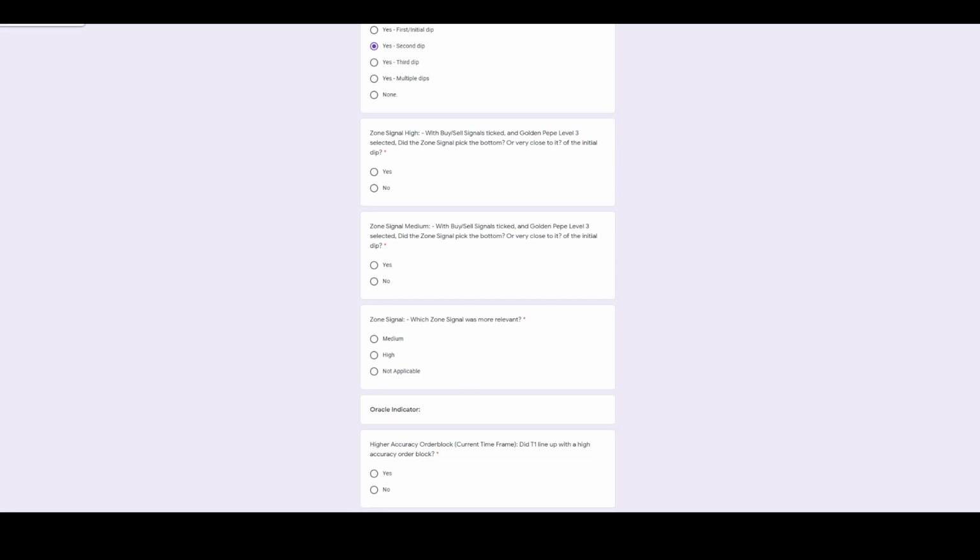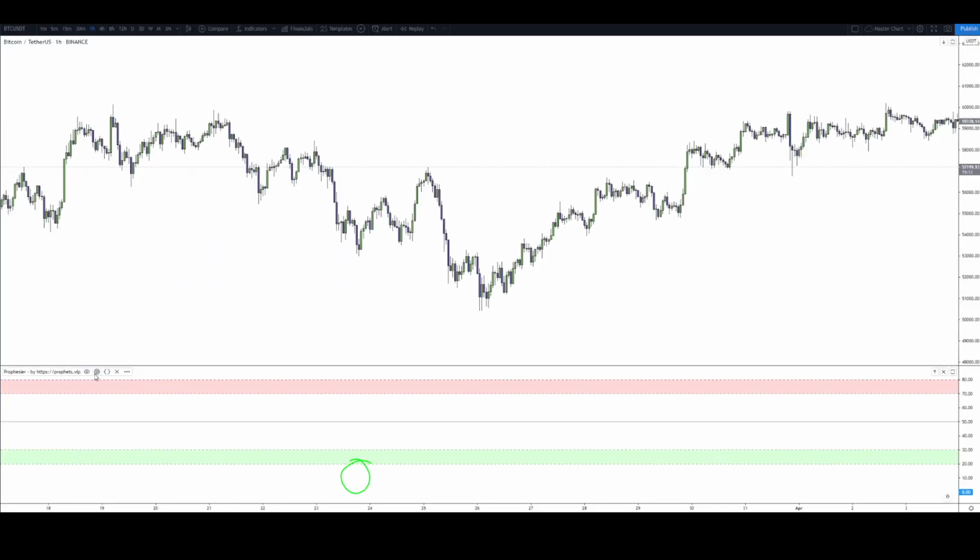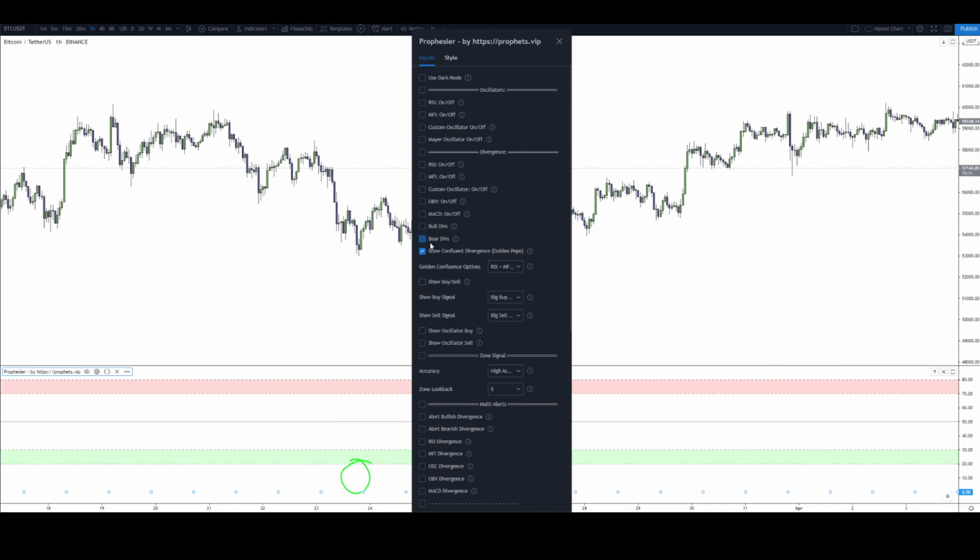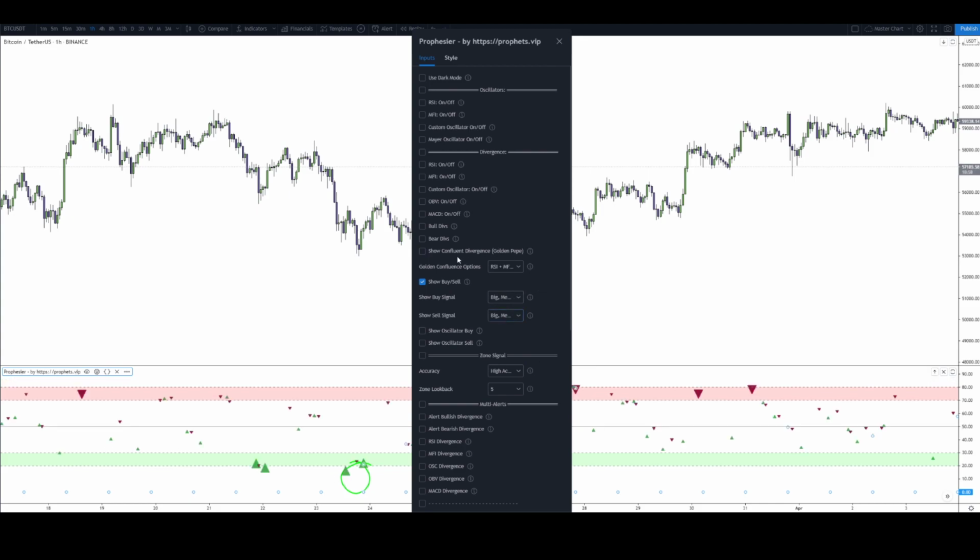Zone signal. Let's go turn it on real quick. And get rid of that. Where are we? Zone signal. Here we go. Buy, sell. We'll just throw them all on so we can see everything. Actually, no, that's not it. That's not the one I want. That's the same signal as before. We want oscillator buy.